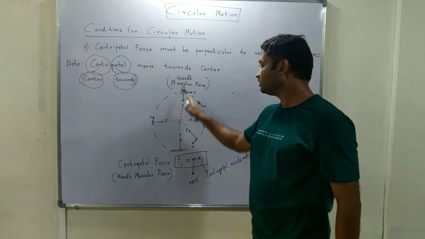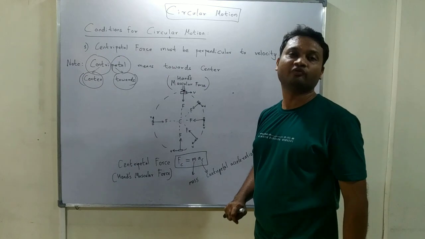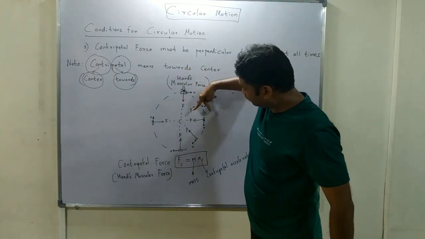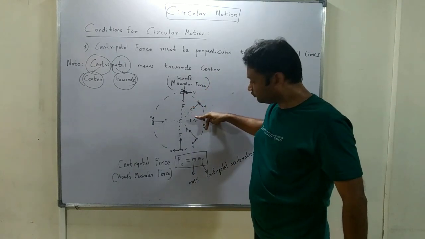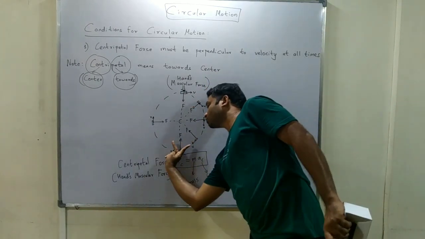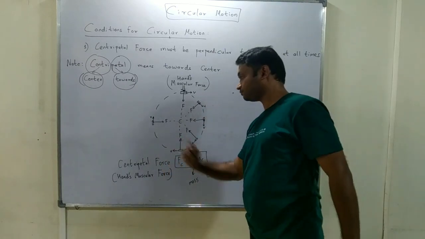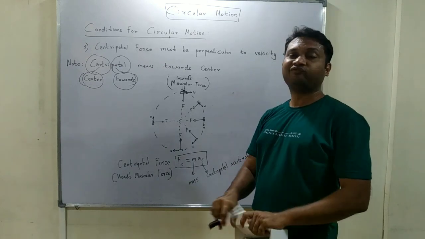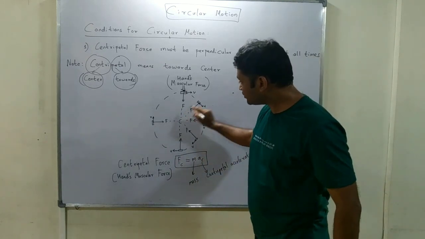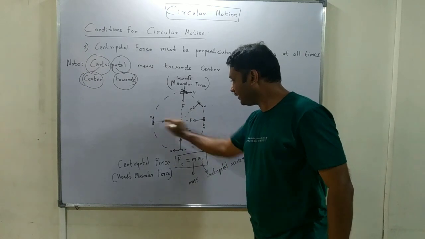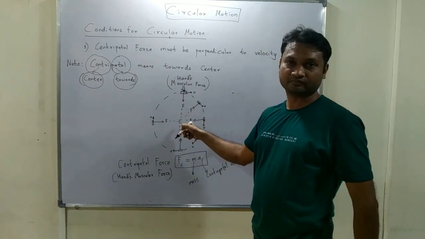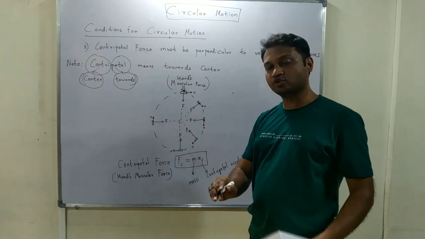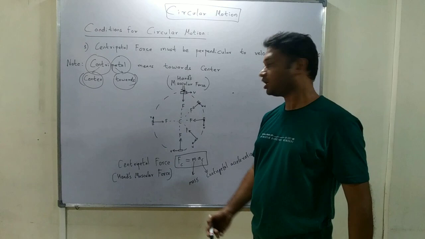If we see carefully, the force is always perpendicular to the velocity. Force and velocity are perpendicular. Here also force and velocity are perpendicular. So at each position, force and velocity are perpendicular. And the force is always directed towards a single point. This point is known as the center of the circle. Because this force is always pointing towards the center, hence it is known as centripetal force.